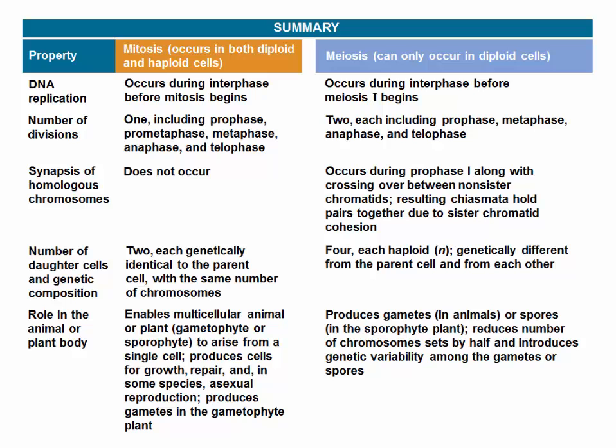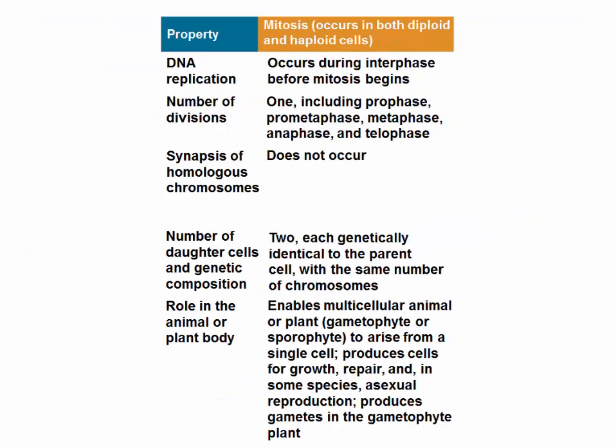Whereas in meiosis, what is its role? It produces gametes. That's it. Or spores, if it's a sporophyte plant. It reduces the number of chromosome sets by half, and it introduces genetic variability among the gametes or spores.